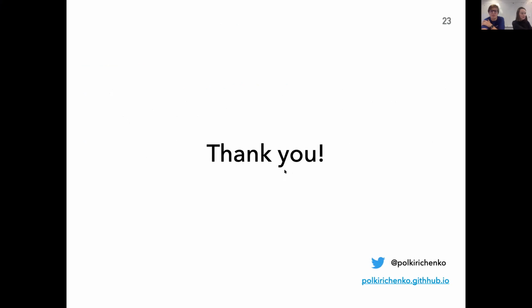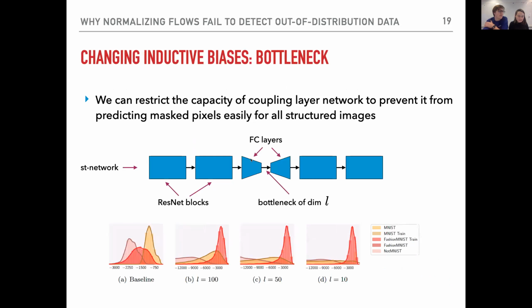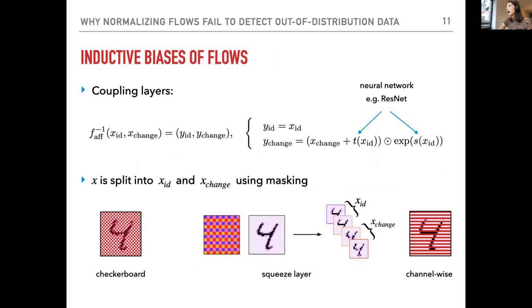Okay, thank you, Polina. So we have one question for you. On slide 19, you say you use a low dimensional bottleneck, but where? It can't be in the map, otherwise it's not invertible anymore. Yeah, it's not in the mapping. So it's in the coupling layers, right?